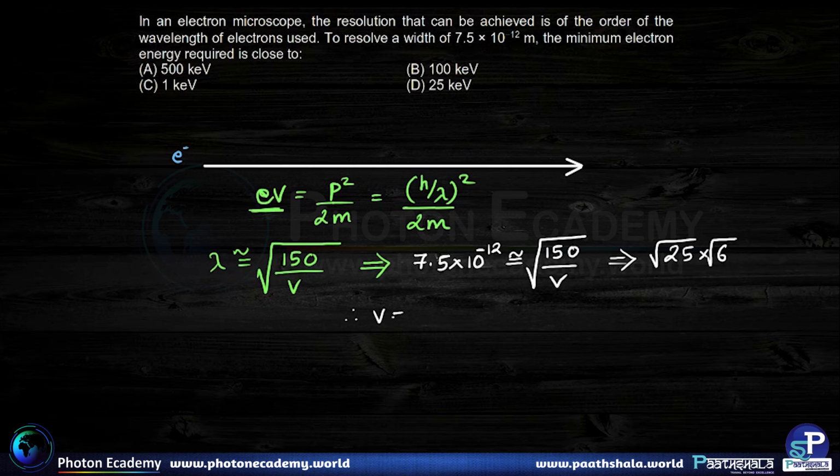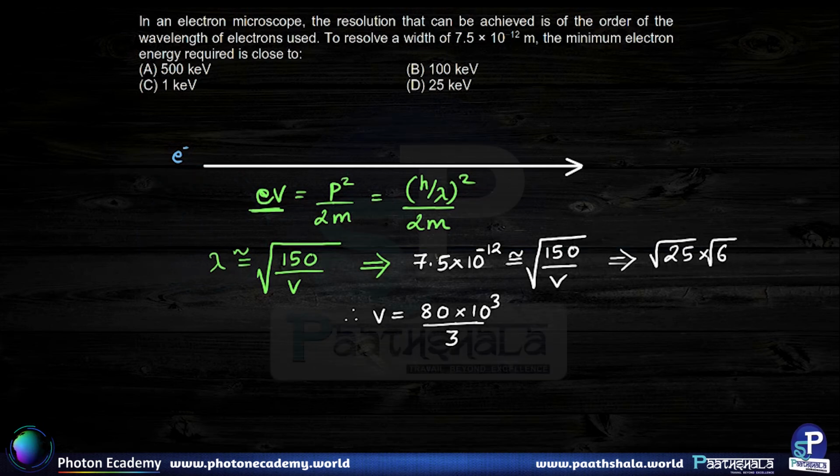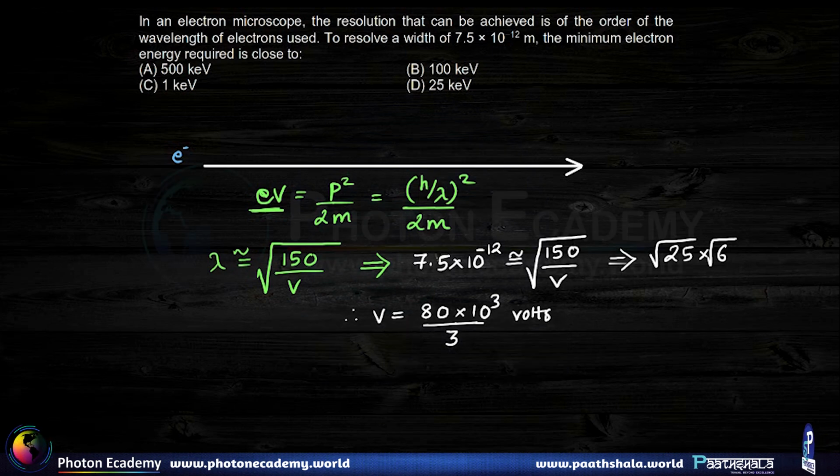Therefore, in this method, squaring both sides, we get V to be approximately equal to 80 into 10 raised to 3 divided by 3, that is in volts. And if we have to write this down in electron volts, the closest value to 80 by 3, 75 by 3, we know is 25. So the closest value out of the 4 options given is going to be 25 kilo electron volts. So this is the accelerating potential through which this electron has been accelerated.